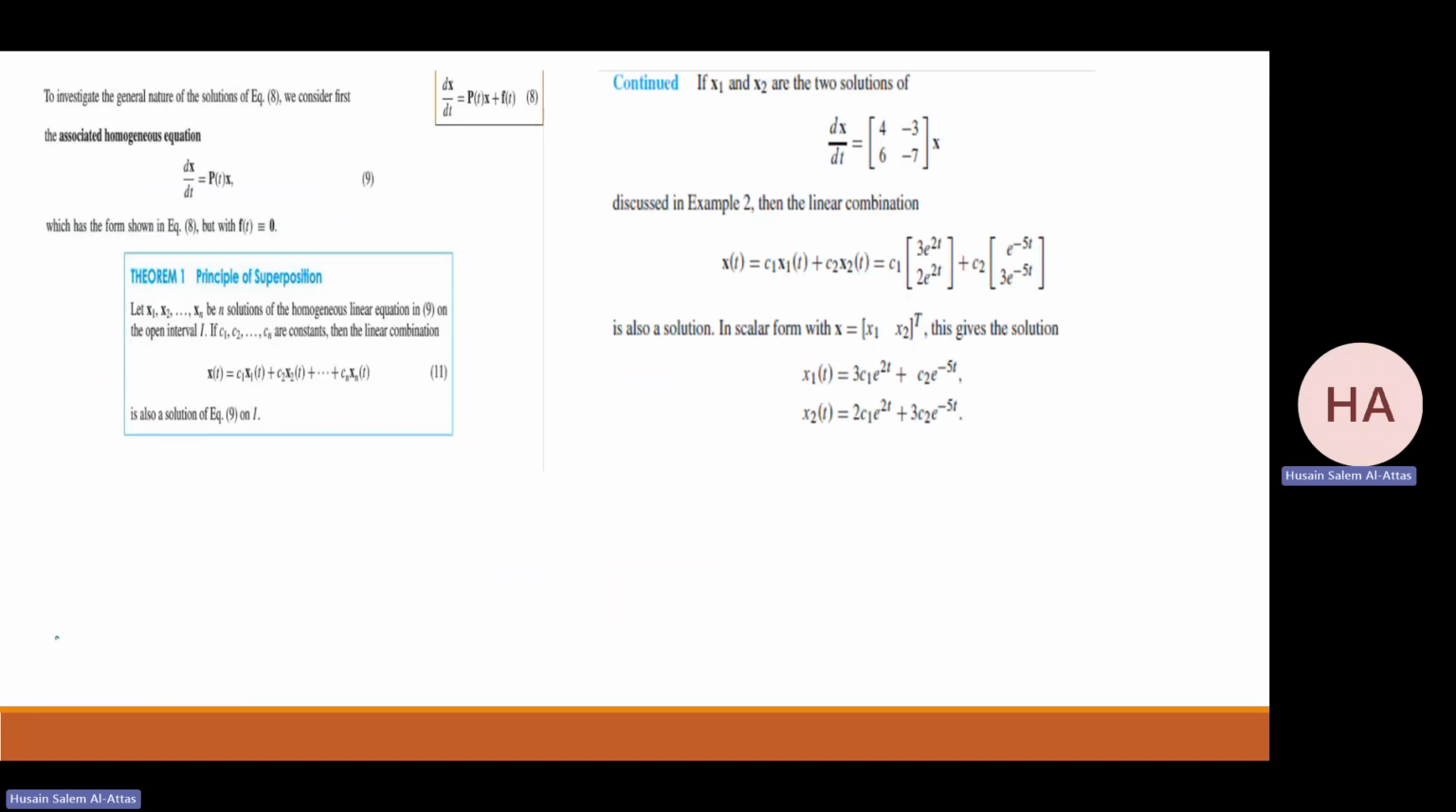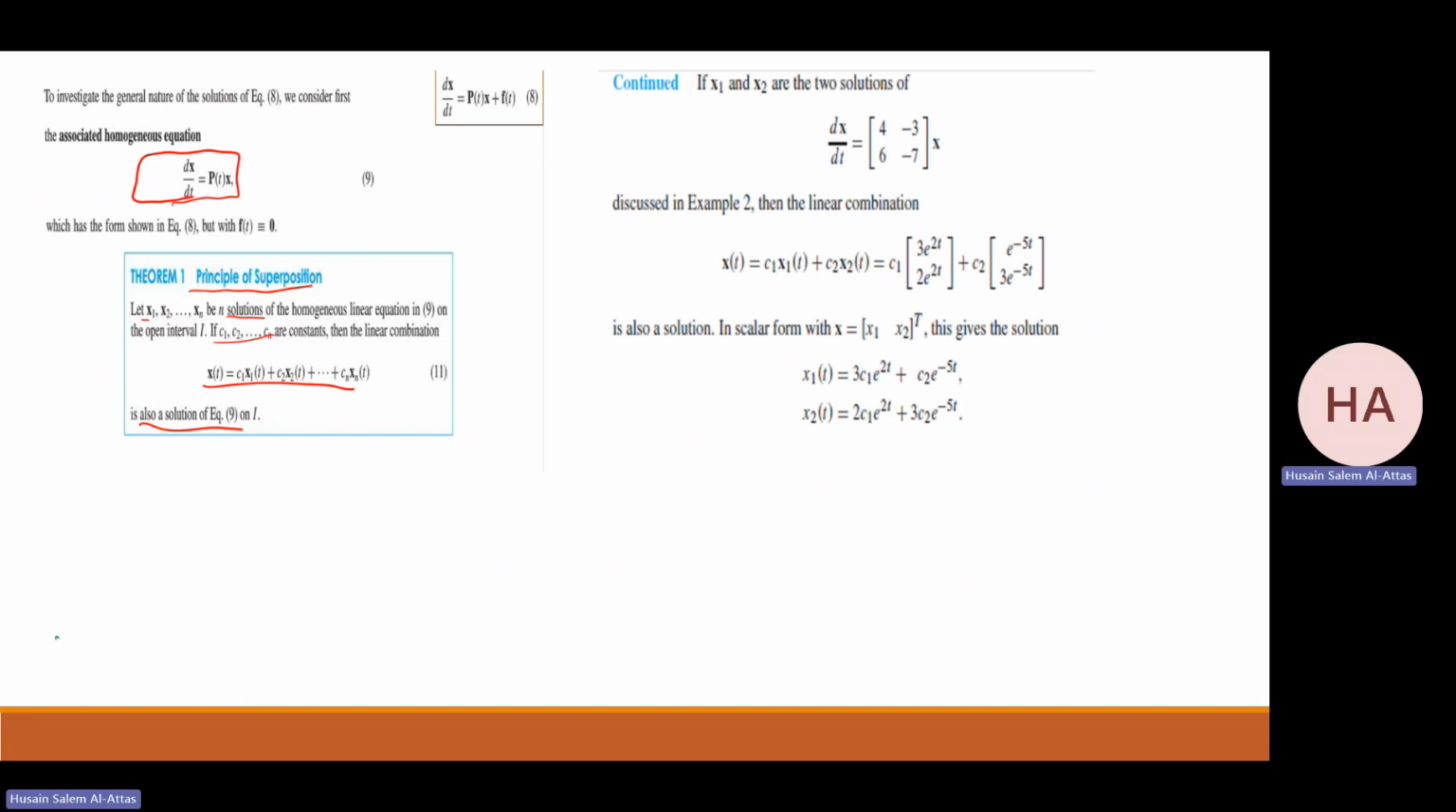Okay, to investigate the general nature of the solutions. Now we're dealing with this homogeneous equation, homogeneous system. Then we have what's called the principle of superposition, like what we did in chapter 5. If x1, x2, xn are solutions, then what will happen? You have constants, then the linear combination is also a solution, like what we did in chapter 5. You notice that any linear combination is also a solution.